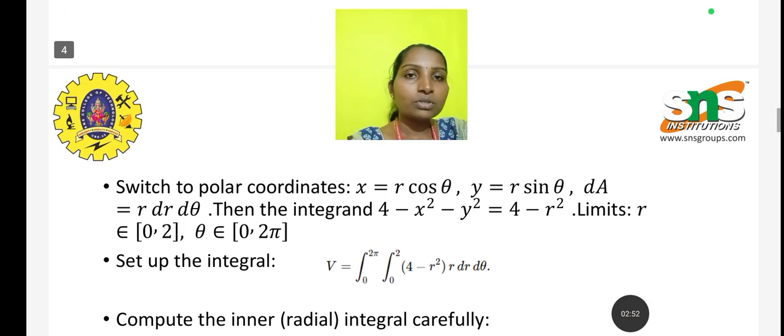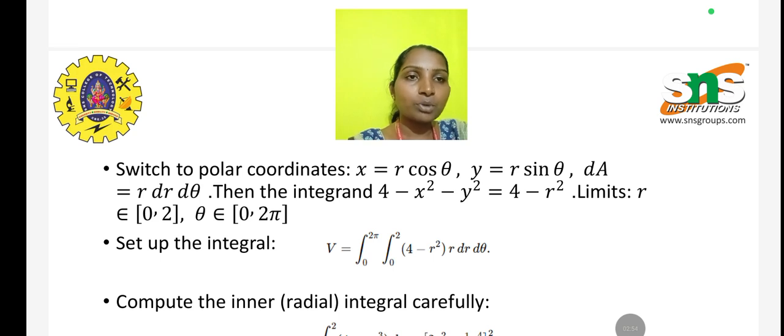Now moving on to the next step. Switching to polar coordinates. Why are we switching to polar coordinates? Since we cannot deal with variable limits of integration, we are moving on to polar coordinates. x is equal to r cos theta, y is equal to r sin theta, as usual. Now dA is equal to r dr d theta.